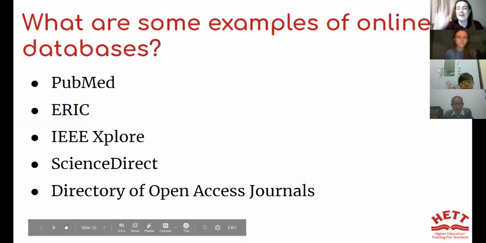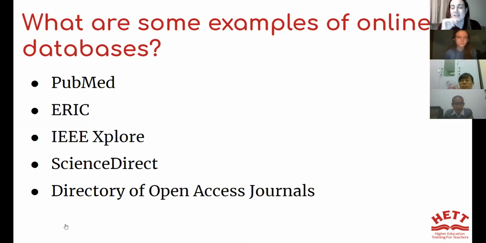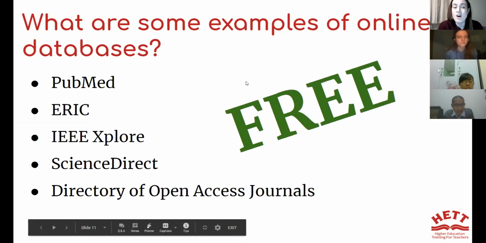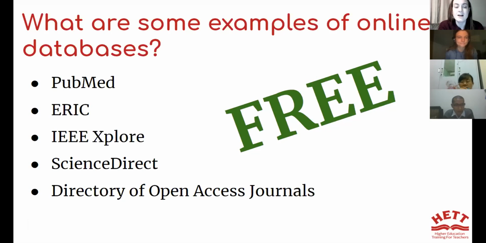So we're going to look at 5 today. We're not going to look in depth, but PubMed, ERIC, IEEE Xplore, Science Direct, Directory of Open Access Journals. So yeah, these all have at least some free journals. Some of them are a mix of free and paid. The Directory of Open Access Journals is obviously all free, but some of the other ones are a mix of open access and then ones that you have to pay for, obviously.